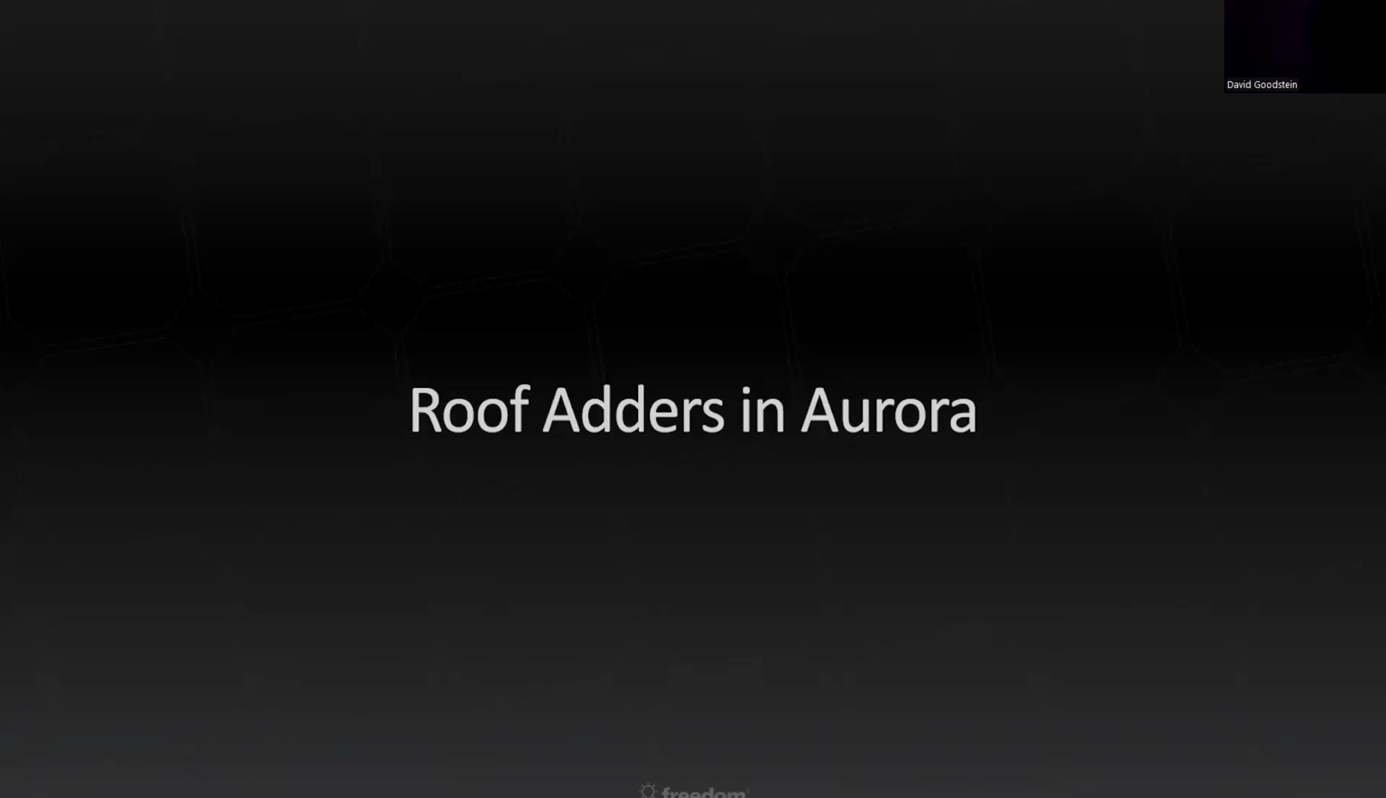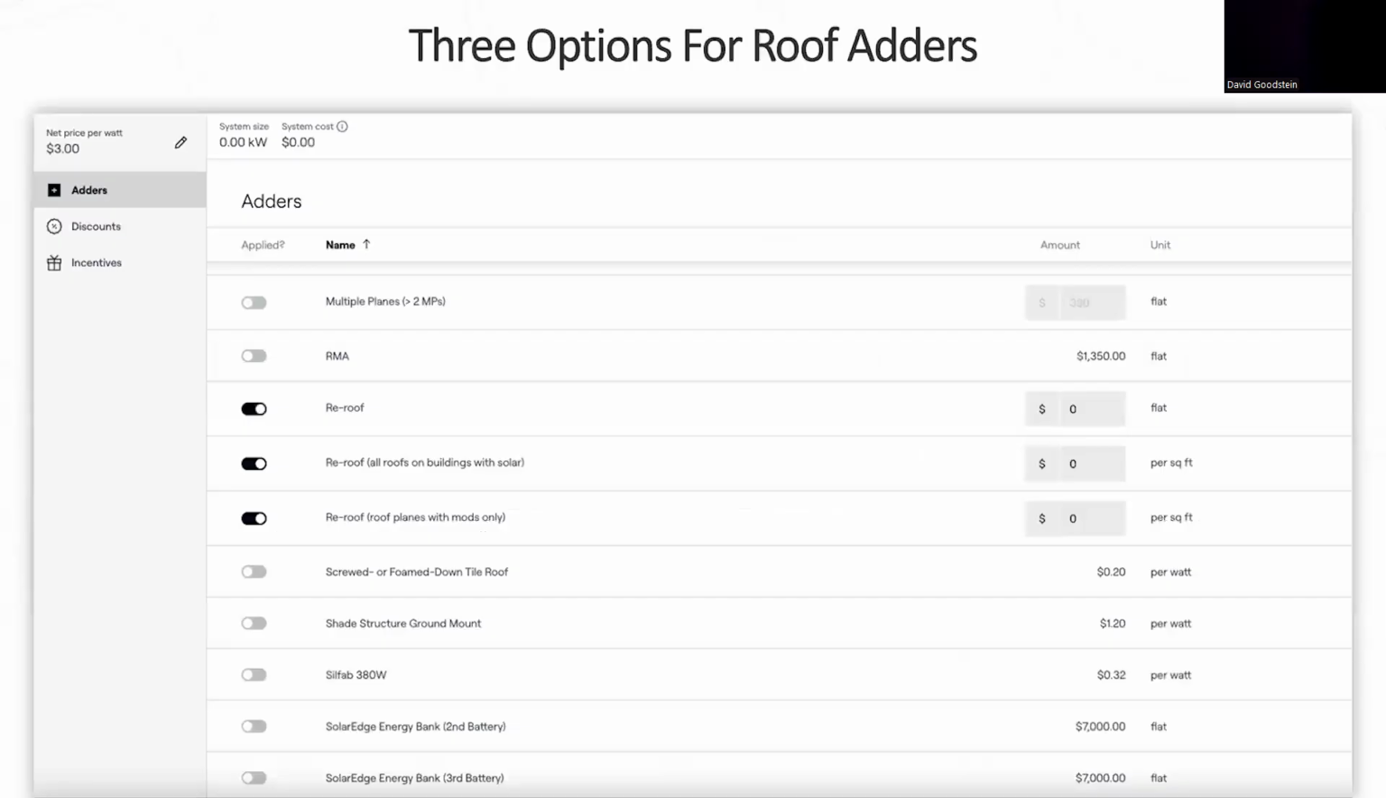in Aurora. Roof adders in Aurora: when you get to the pricing estimate sheet, there are 3 options for the re-roof. So you'll see the 3 check boxes here. The first checkbox is a flat price if you are pricing a full re-roof. So you'll include that cost into the pricing of the system.